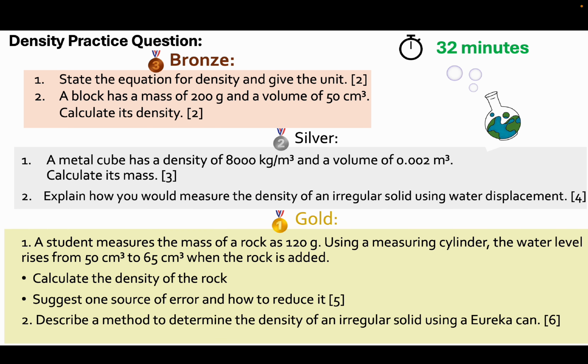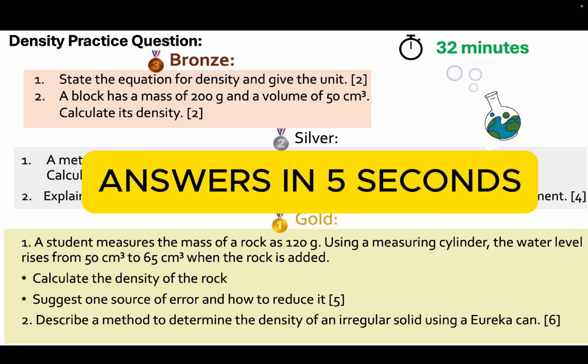Here are the exam practice questions for density. It is 32 marks in total, so I've given it 32 minutes. Feel free to pause the video, answer the questions, and then write in the comments how many questions you got right. And good luck. I'm going to let the video roll and it will move on to the answers shortly.